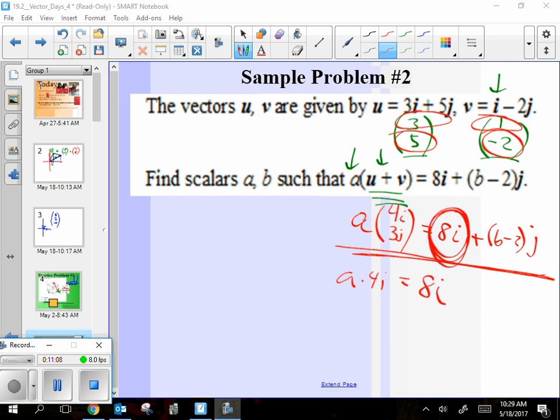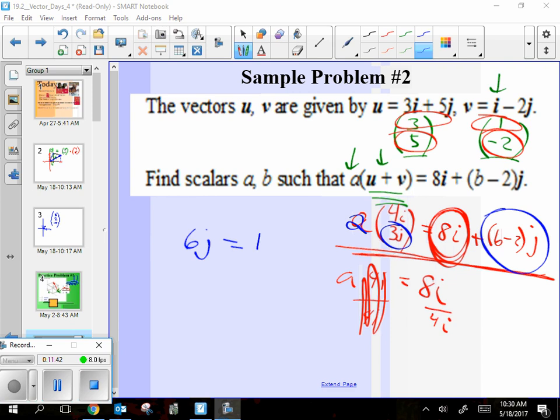Raise your hand if you got a equals 2. Good. That's mathematical. It wasn't just guessing and checking. I can divide by 4i on both sides, and I will get 8i divided by 4i, which is 2. Cool. If I know a is 2, then I can go like this: 2 times the 3j has to equal b minus 2j. 2 times 3j will be 6j, has to equal b minus 2 times j.